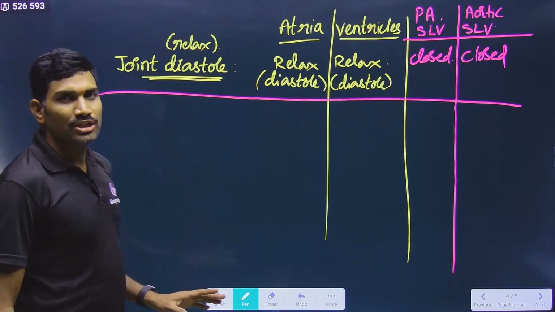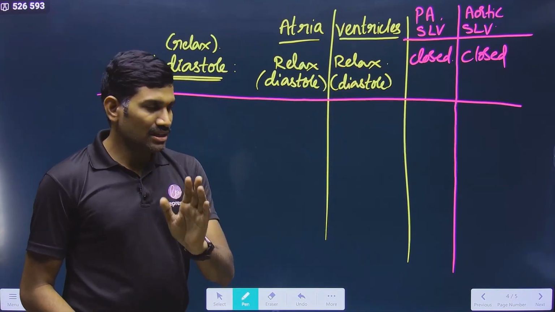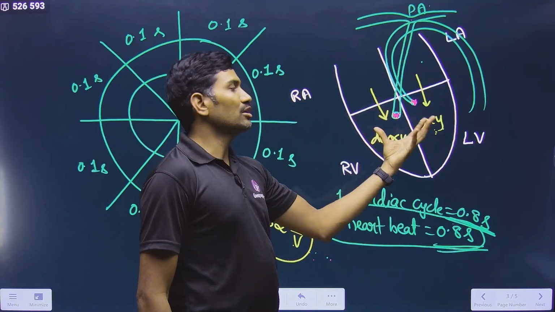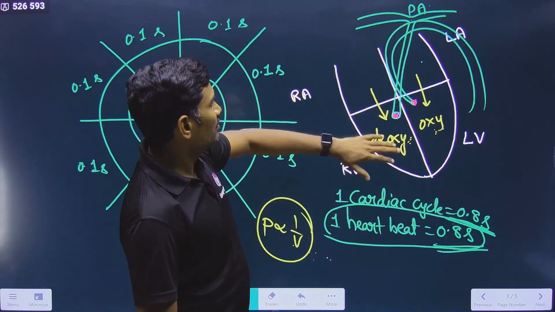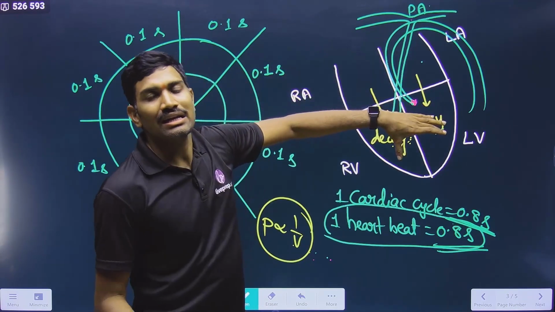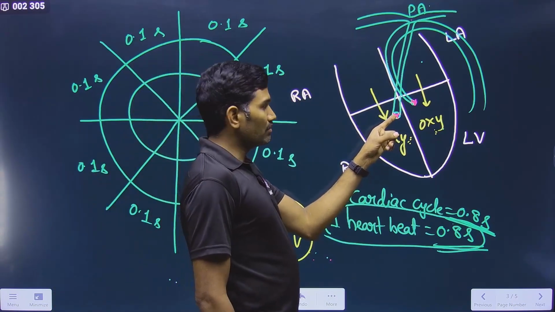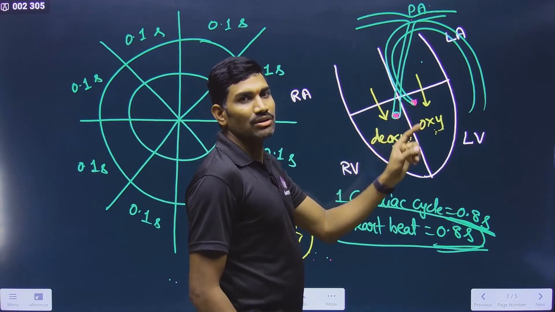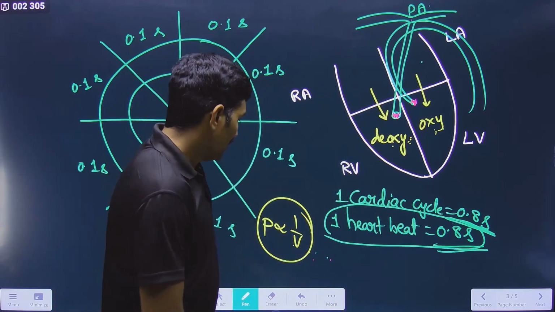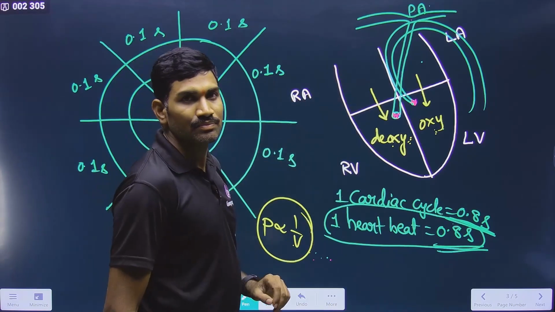So during joint diastole, both atria and ventricles are in relaxed state. With respect to ventricles, first we are talking. So ventricles are in relaxed state. So volume is more. So automatically the blood from corresponding atria are coming into the respective ventricles. And valves of pulmonary artery and aorta are closed during the joint diastole. Clear?